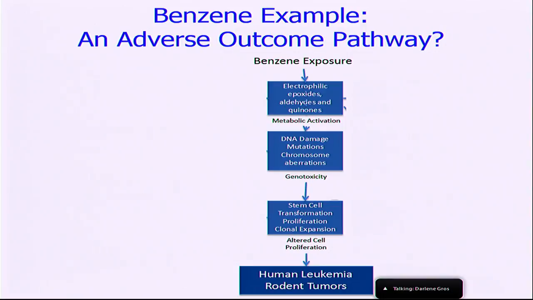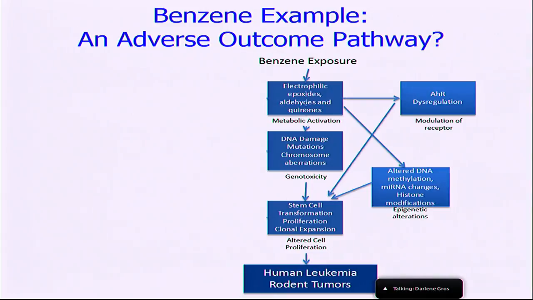So, this is a pathway here that has been described elsewhere in the literature as a mode of action for benzene. Basically, the idea is that benzene is activated to some sort of electrophilic metabolite. You get DNA damage and mutations. This happens in a stem cell. These stem cells are mutated, they grow, and you get leukemia. Yeah, right. Unfortunately, it's a bit more complicated than that, I think, involving many other things as the hallmarks of cancer, including the microenvironment and other effects.